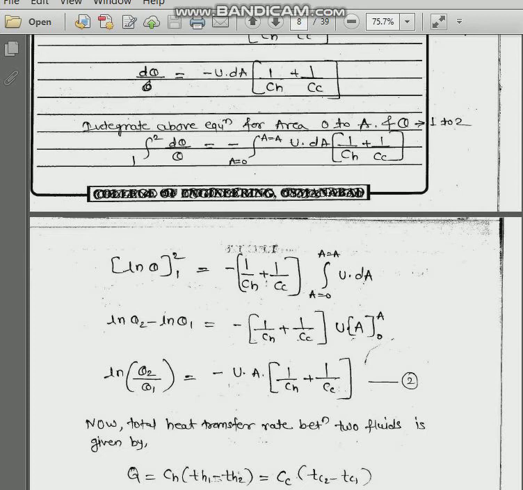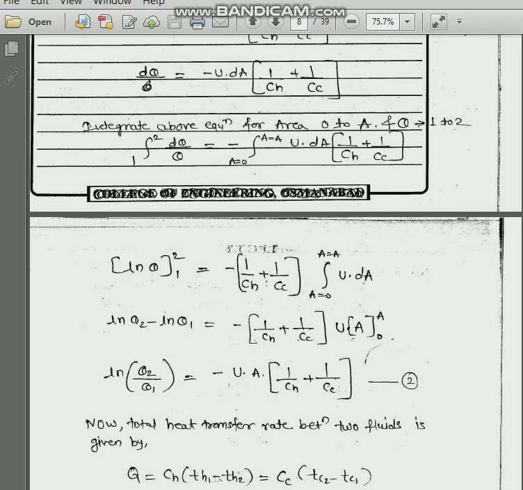d theta divided by theta is equal to minus this, the limits for area will be 0 to capital A, UdA bracket remains same. Now we know the integration will be ln theta, with these limits of integration. The minus sign remains as it is. This common bracket we have taken outside, and the integration of a from 0 to A, U into dA. Now as per the rule of integration limits, first we will put upper limit minus lower limit.